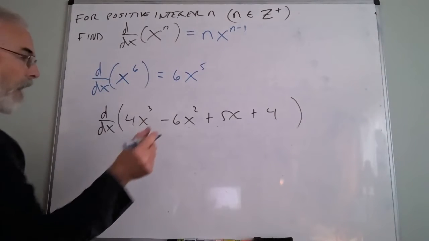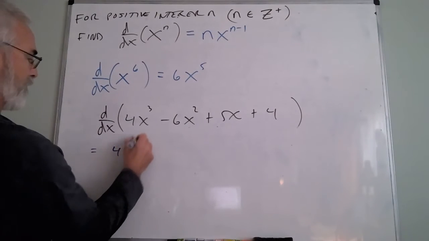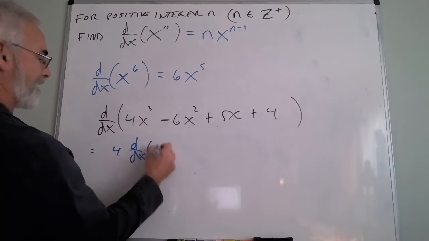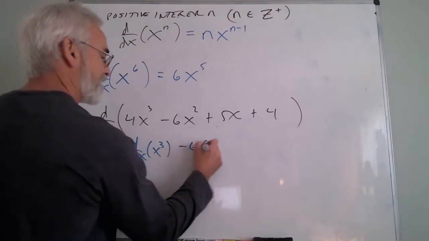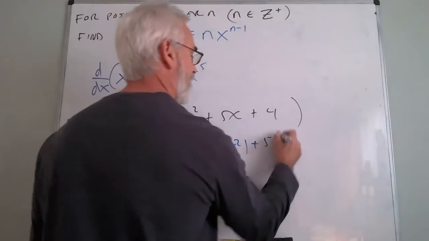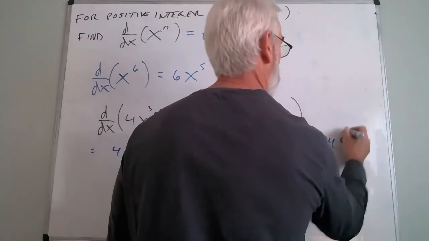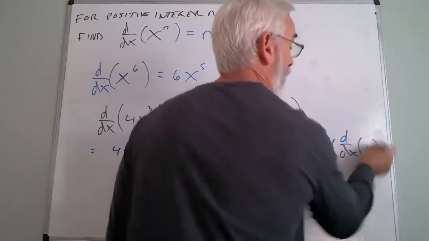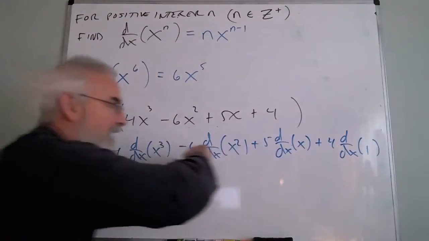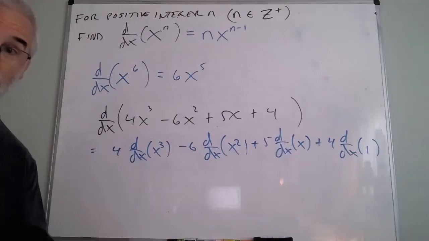So I'll write it out the long way. This is 4 times the derivative of x cubed minus 6 times the derivative of x squared plus 5 times the derivative of x. Plus, if you will, say it this way, 4 times the derivative of 1. Now, I don't ever want you to rewrite this. I just want you to do this because you can.